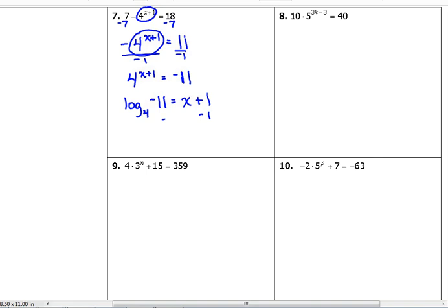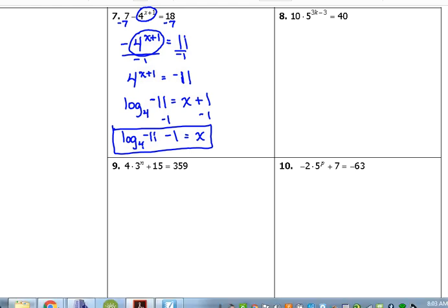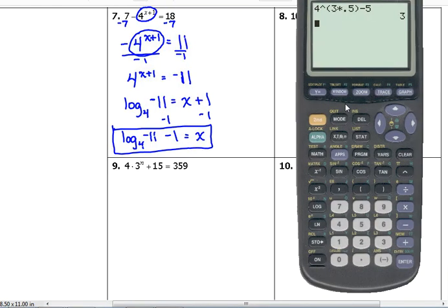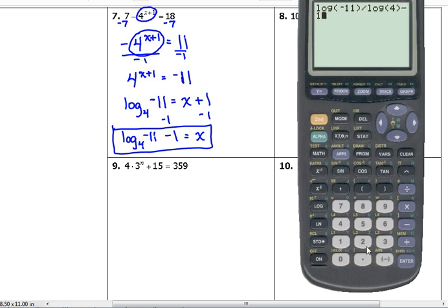And then subtract 1 from both sides. So log base 4 of -11 minus 1 is equal to x. Remember, we can't change that number. Now let's type that into our calculators and see what we get. Log of -11 divided by the log of 4 minus 1. I got an error message. It says non-real answer.